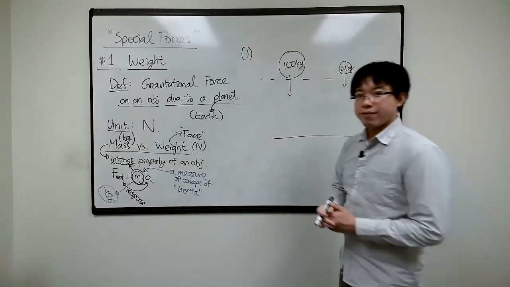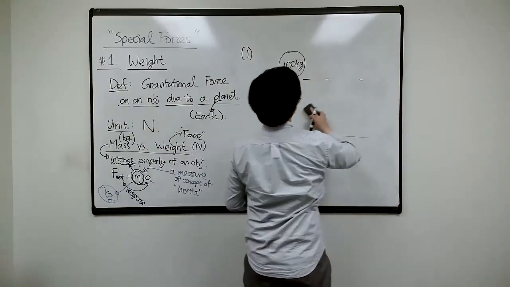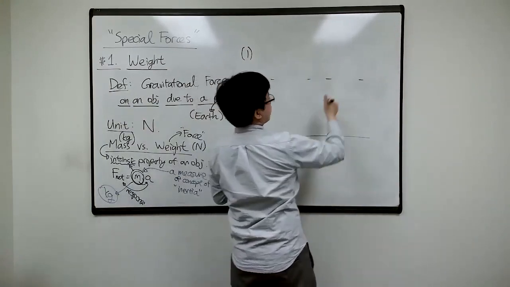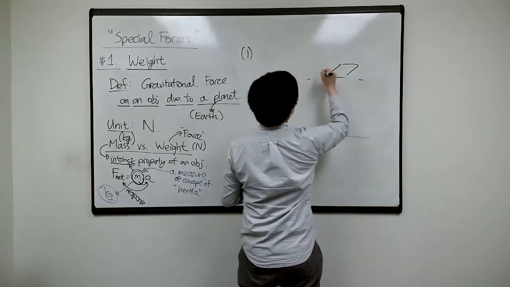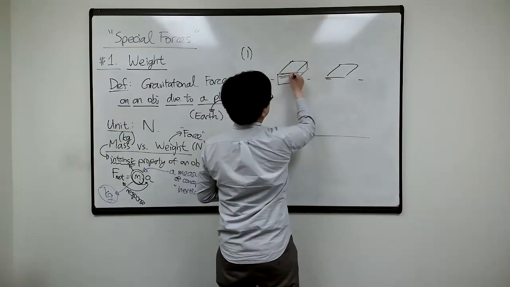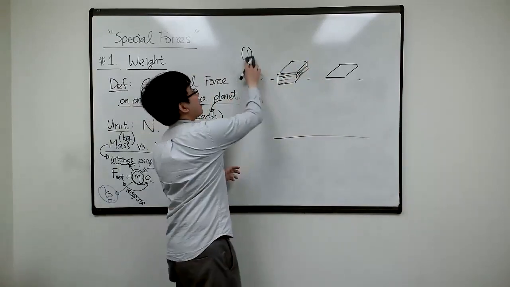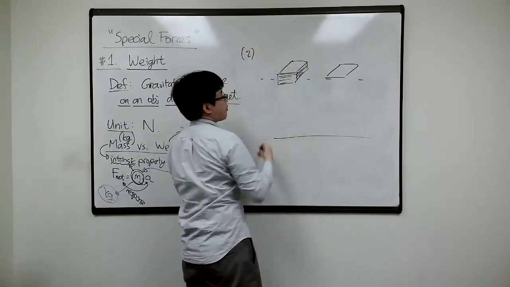Question number two is, what if I replace these two things? Let's replace them with a feather, or maybe a piece of paper. One piece of paper and 500 pieces of paper, so a huge textbook. If I release those, which one will reach the ground first?